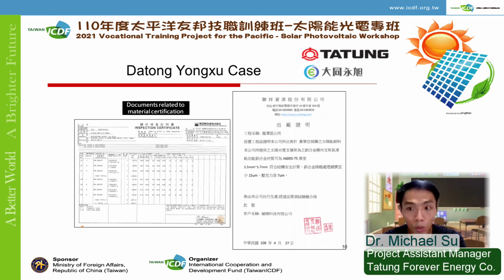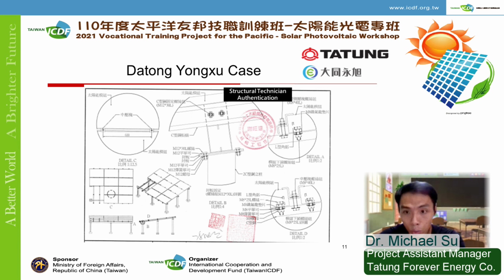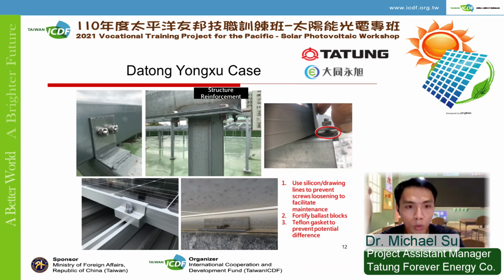Now, looking at our sites, before the whole construction process, we will ask the vendors to provide the inspection documents on the materials that will be used. Also, the structural engineer will need to endorse the designs, then we will begin the whole construction process. Now, since there are a lot of typhoons in Taiwan each year, from experience, we will further strengthen the structure after it is installed.